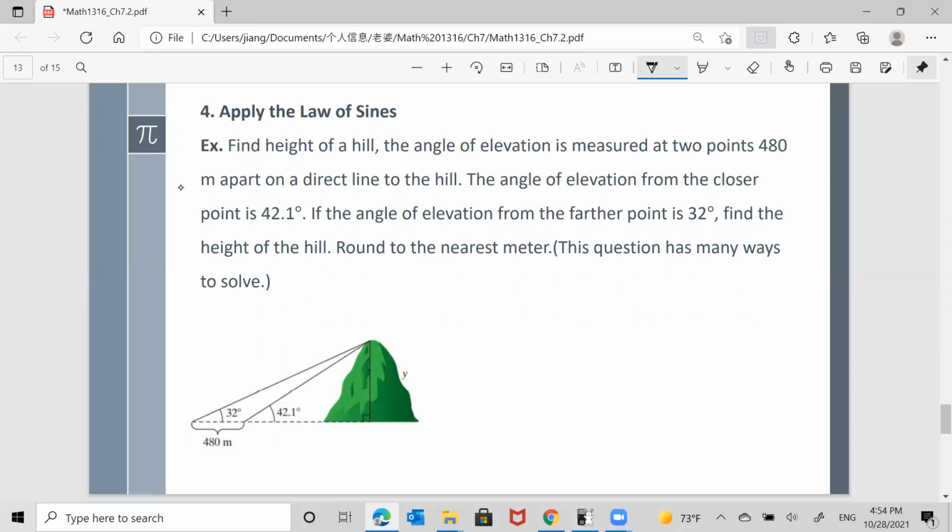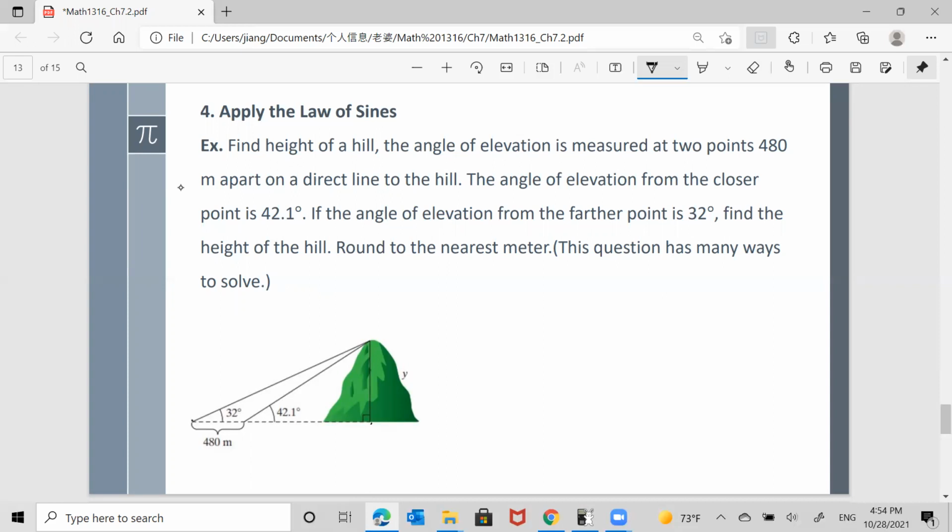So this question is asking the height of the hill. So we use a variable y to represent the height of the hill. If we are looking for the height of the hill, we can put this y in the triangle, this triangle, or this triangle, whatever you want. So let's see the given information.